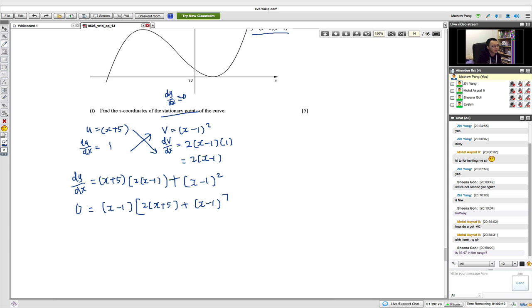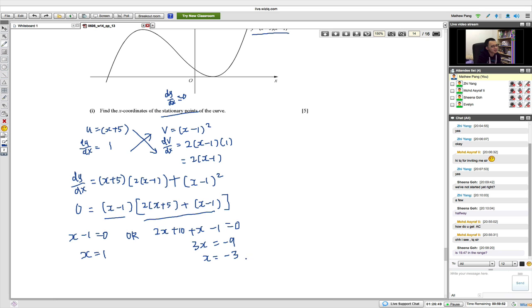Alright, so I will say this one equals 0 or this one will equal 0. So x minus 1 equals 0, x is just 1. Or, okay, this one you can simplify: 2x plus 10 plus x minus 1 equals 0. So this one basically is 3x equals negative 9, x equals negative 3.